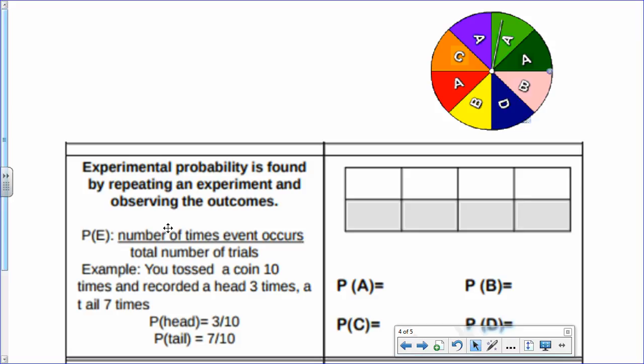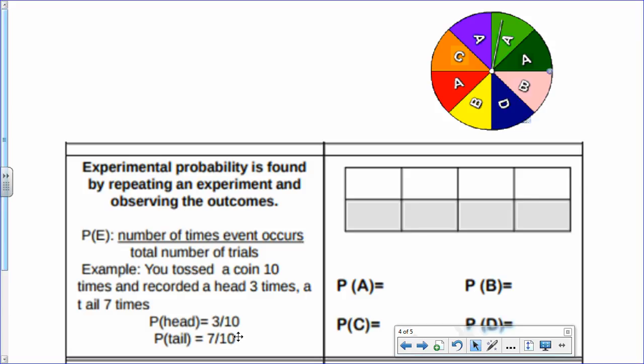The number of times something actually occurred out of the number of trials, which is the number of times you did it. So for example, we tossed a coin 10 times, recorded heads 3 times, and tails 7. So the probability of getting a head would be 3 out of 10. 3 times we got it, 10 times we flipped the coin. Tails would be 7 out of 10. We got 7 tails out of 10 different trials.